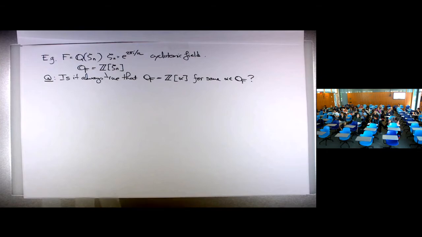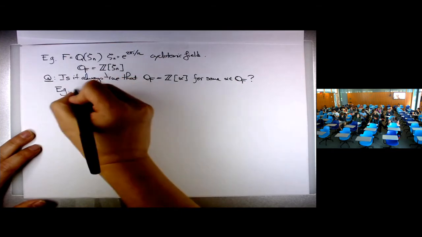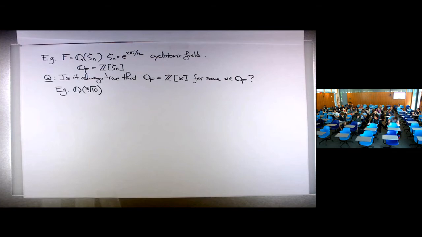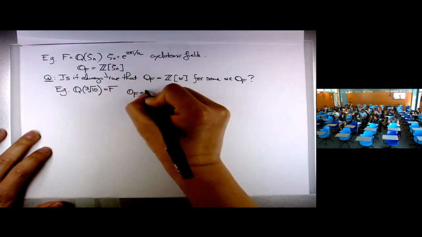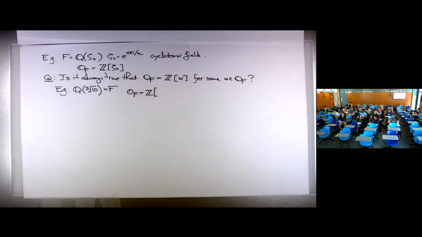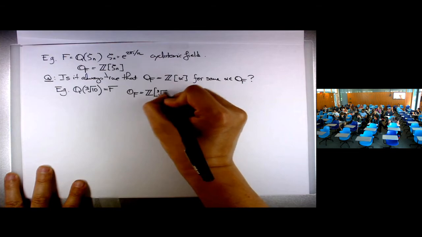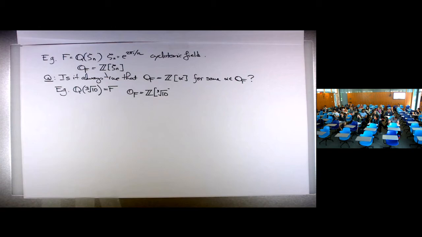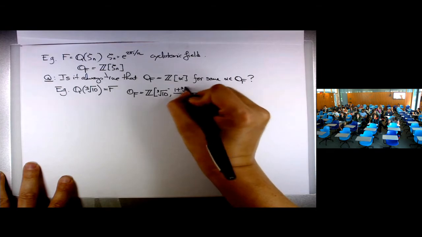Let's maybe look at another example. Let's start talking about cubic fields, degree 3. Adjoin cube root of 10. This is my F. It turns out that OF is a little bit bigger than Z adjoin cube root of 10. You have to adjoin something like this.